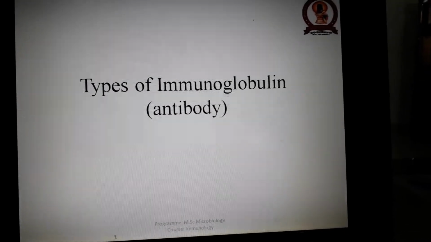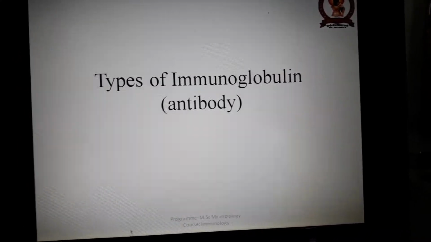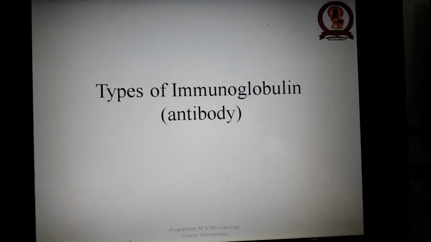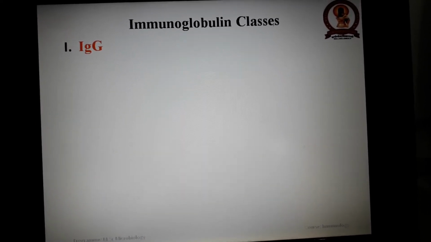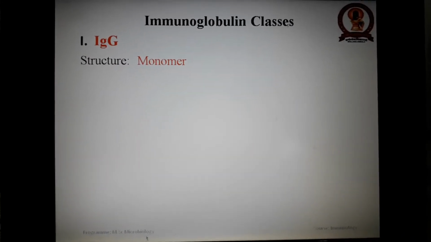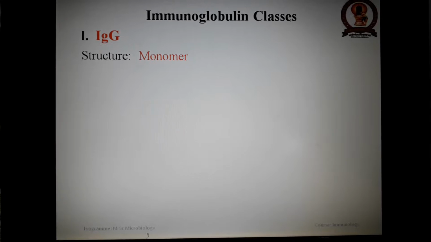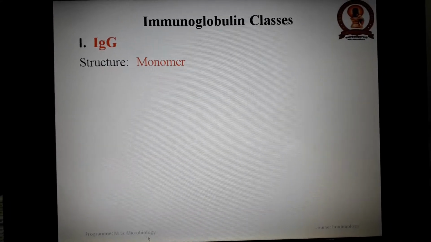Today we will study different types of antibodies, or you can say different types of immunoglobulin. When we are dealing with the different types of antibodies, the first antibody which comes is IgG, that is antibody G or immunoglobulin G. IgG is an antibody whose structure is monomer. Monomer means it has only a Y-shaped structure.